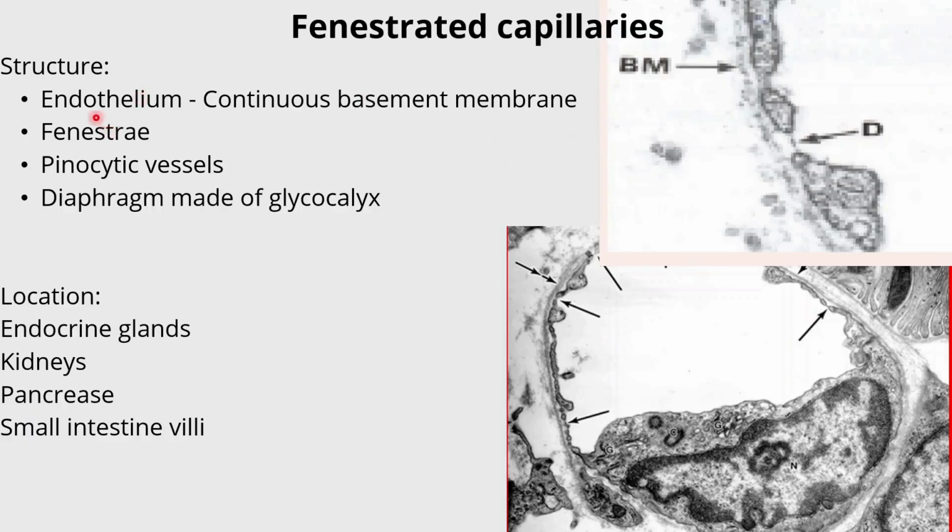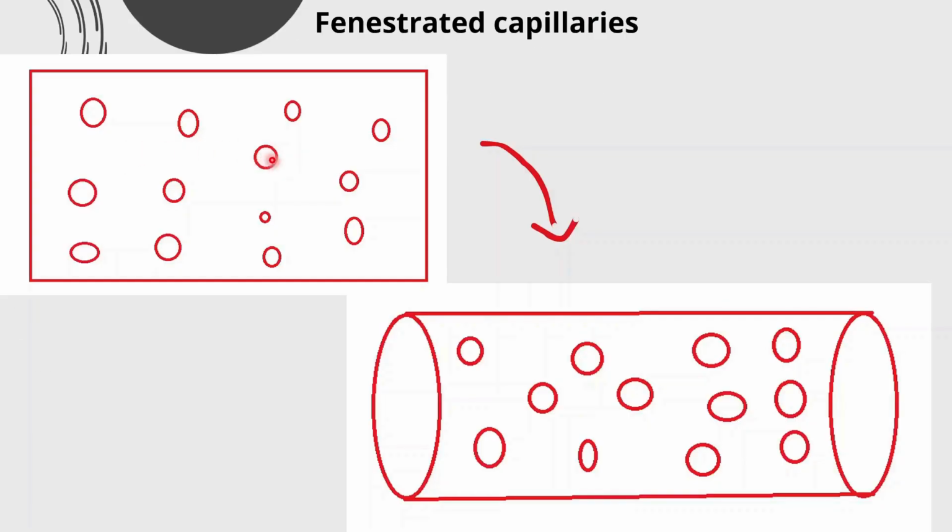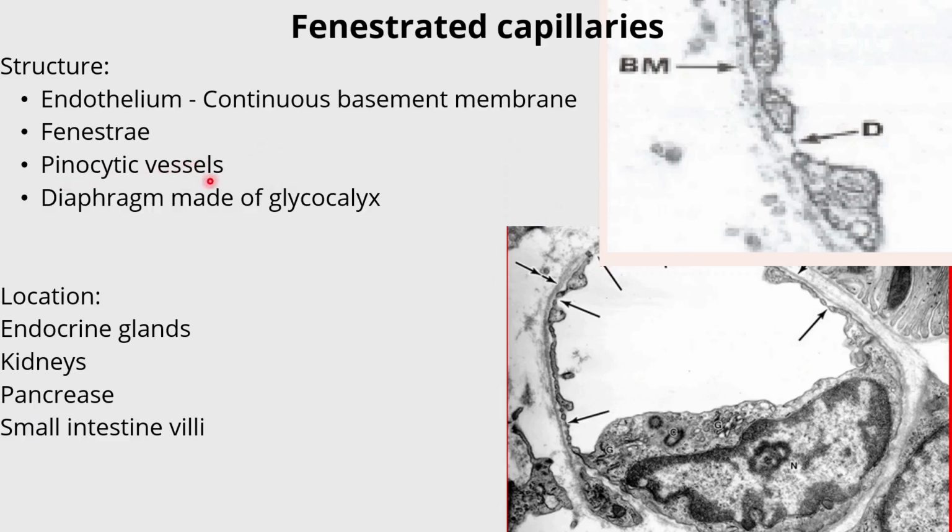Now, the structure of it is that the endothelium has a continuous basement membrane, and it has fenestrae, like I said before, right here. These are called fenestrae. They have pinocytic vessels, and like these fenestrae, they have a diaphragm, and it's made of glycocalyx. Now, this prevents large molecules from passing through because we don't want everything to go through. We only want some specific things. Now the location should be in a place where excretion takes place. So we have endocrine glands, kidneys, pancreas, and the small intestine villi.